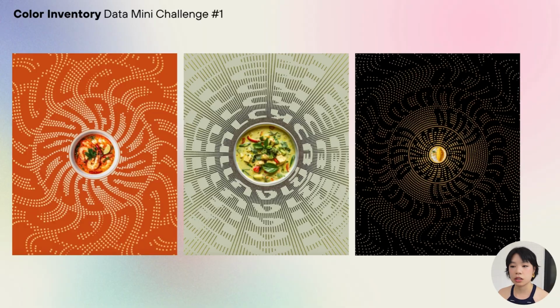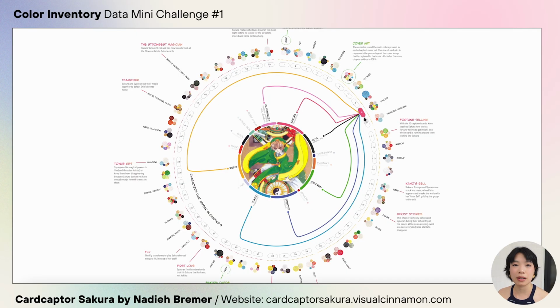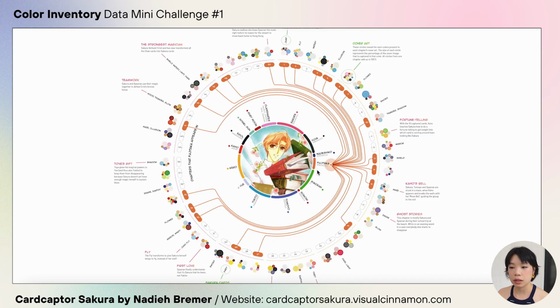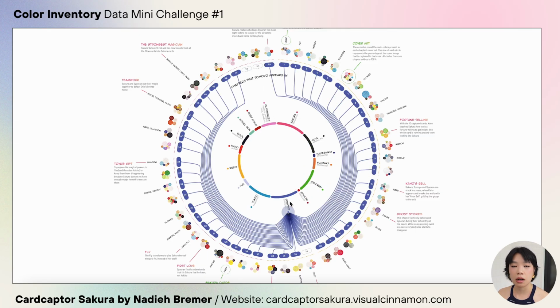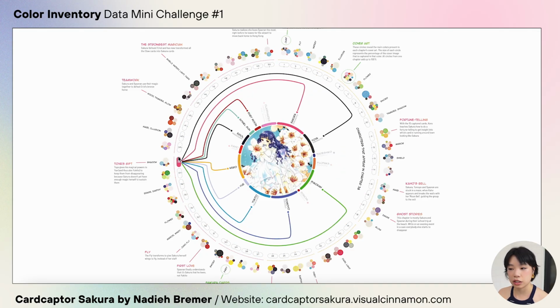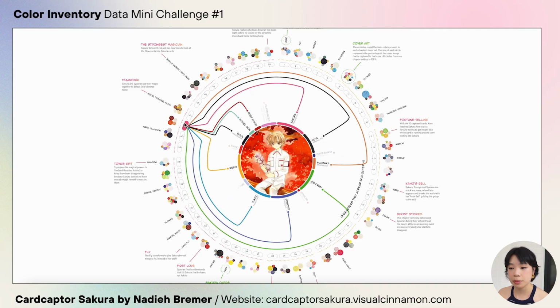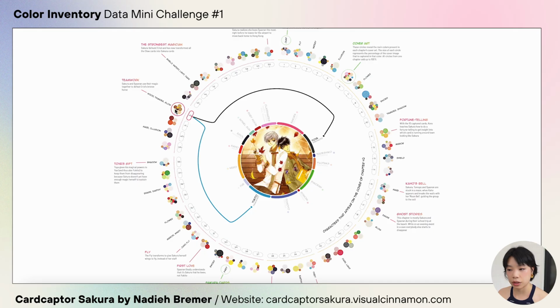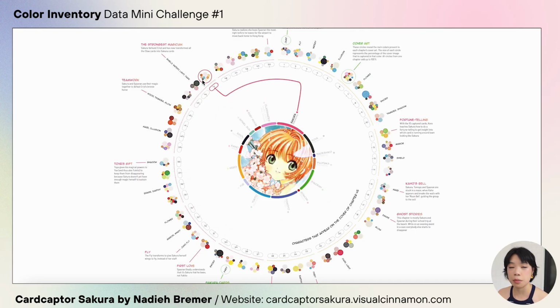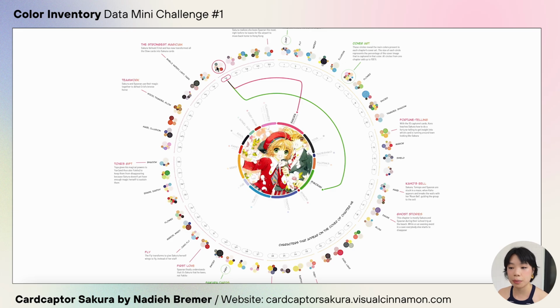And while doing some research, I came across this really cool data visualization by Nadieh Bremer. And this one is based on the famous Japanese manga Cardcaptor Sakura. For this piece, she mapped out how characters and chapters connect, and she grabbed the main colors from each chapter's covers. She used a technique called K-means clustering on images that were converted to the Lab color space.